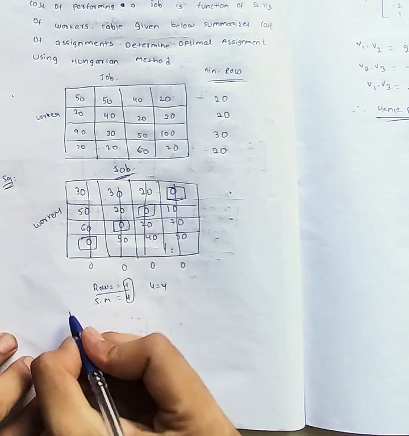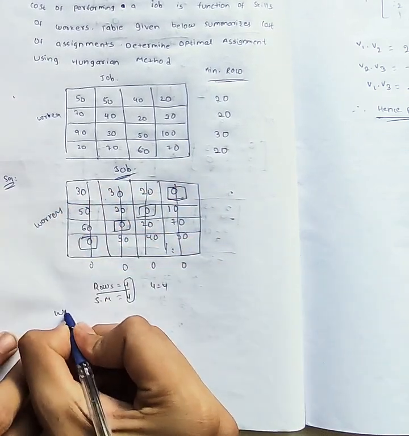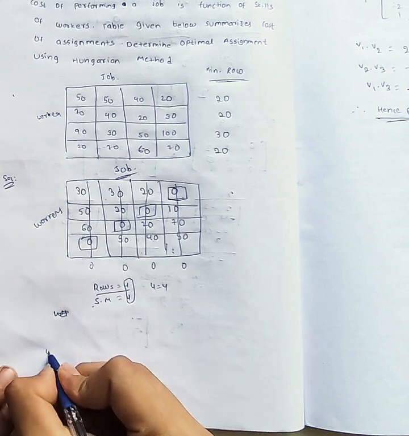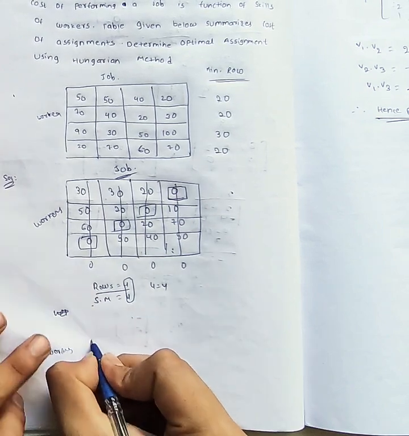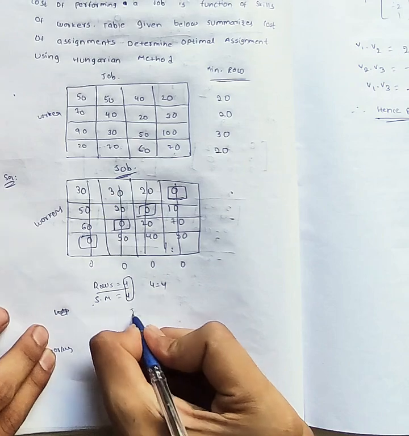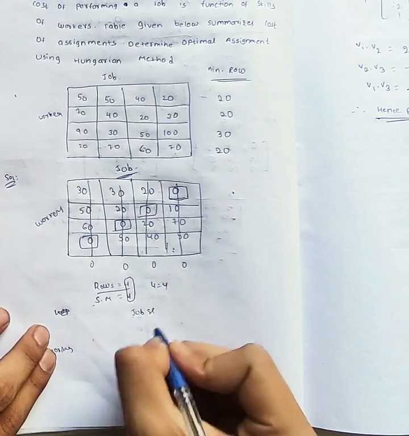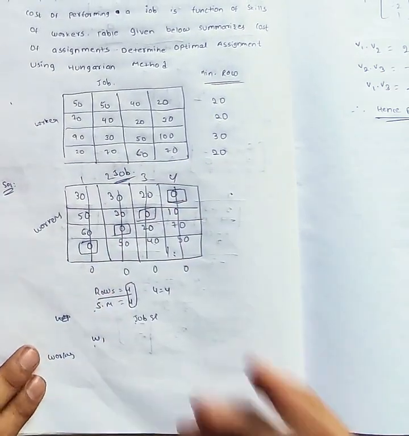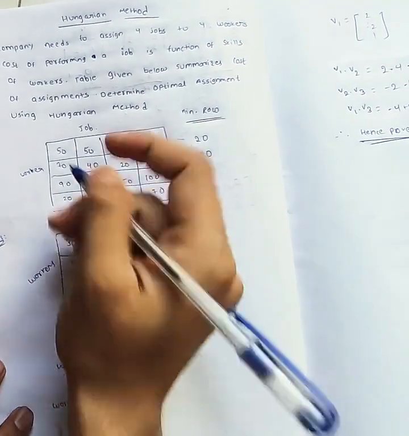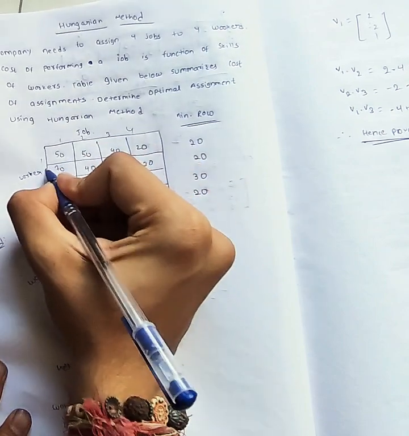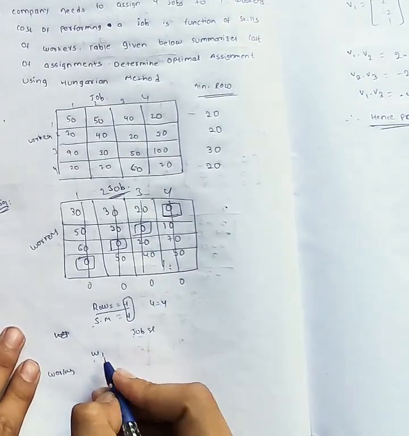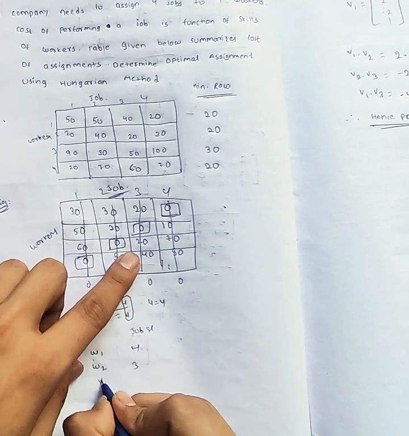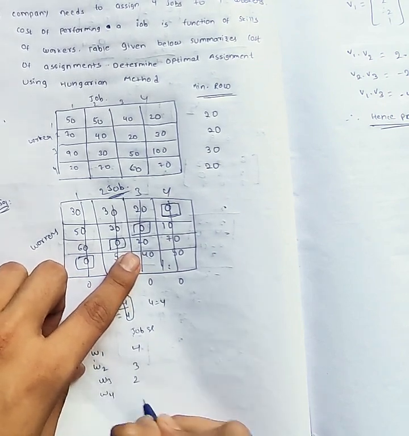So here we got the solution. These are the workers, and I'm writing workers here, and jobs here. Let me see the question once. Yeah, 1 2 3 4 jobs, 1 2 3 4 workers. So for worker 1, the job will be 4. For worker 2, the job will be 3. Worker 3, the job will be 2, and worker 4, the job will be 1.